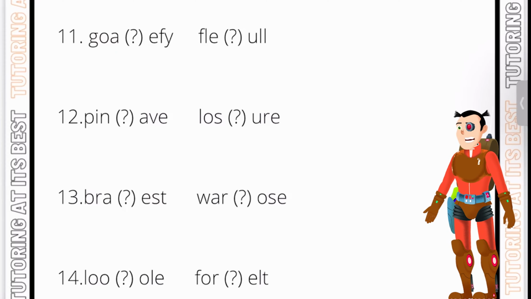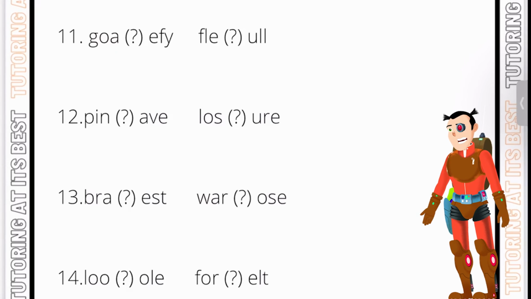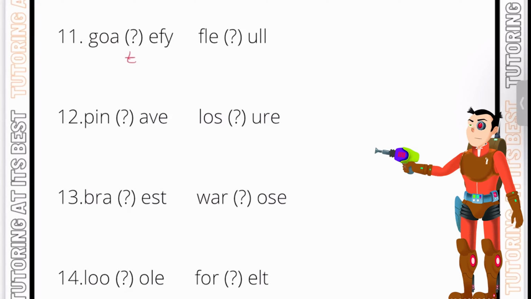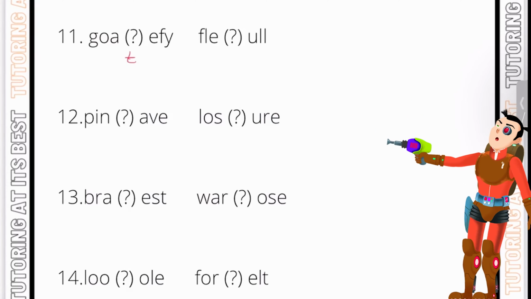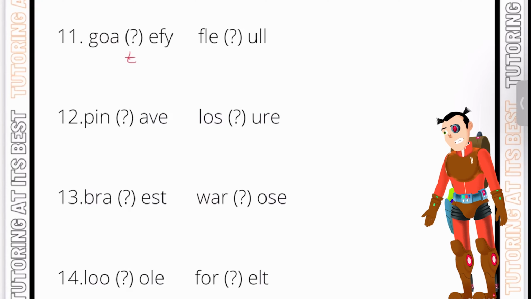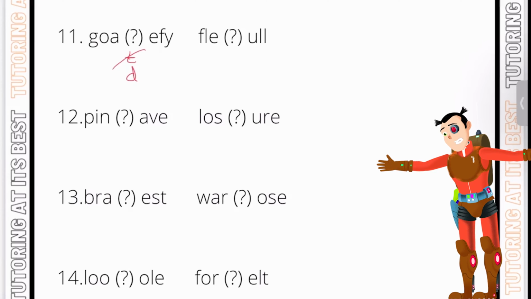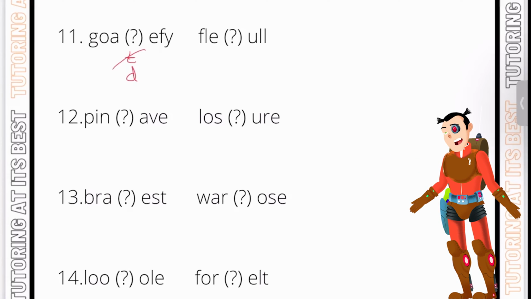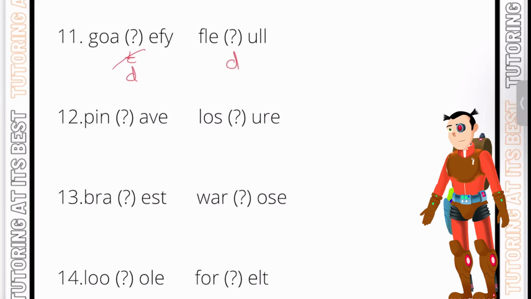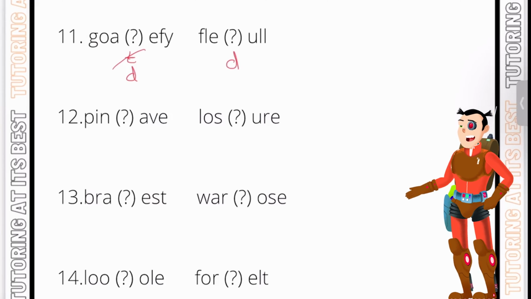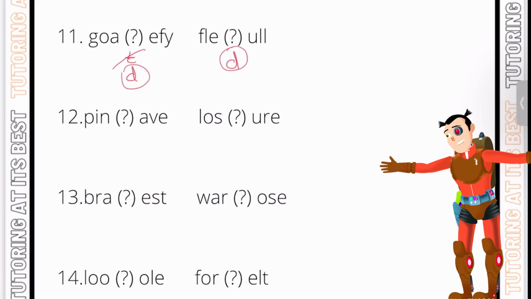Okay, so for question 11, let's start off with the first word. And again, we can go for the letter T for goat. But then does that match with the next one? Tefy? Does that ring a bell? What about the letter D for defy? You've got goad, defy, fled, and dull. That's helped us out, hasn't it? So again, we know for question 11, we have the letter D.